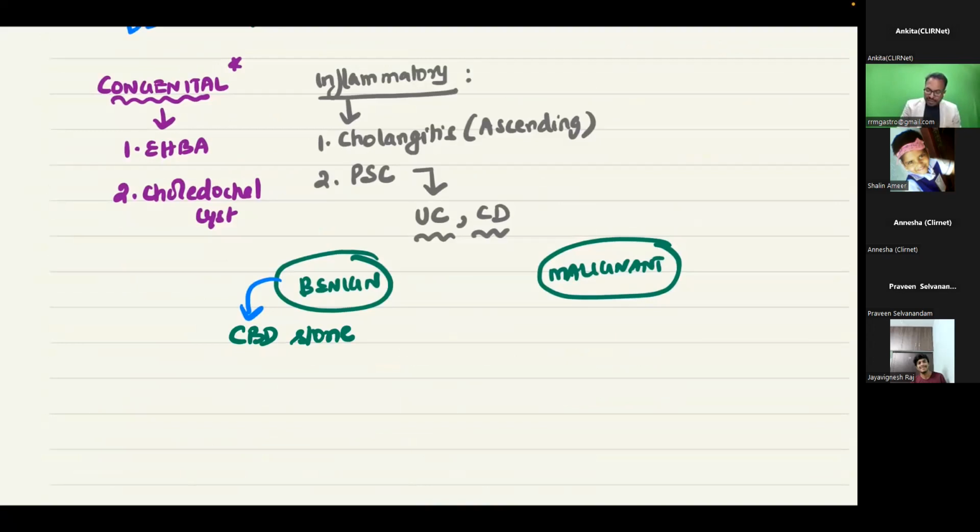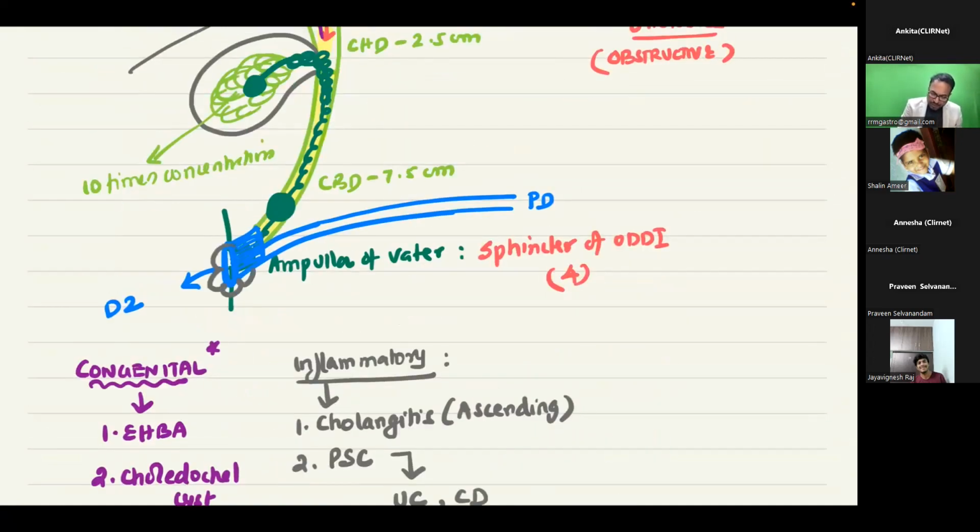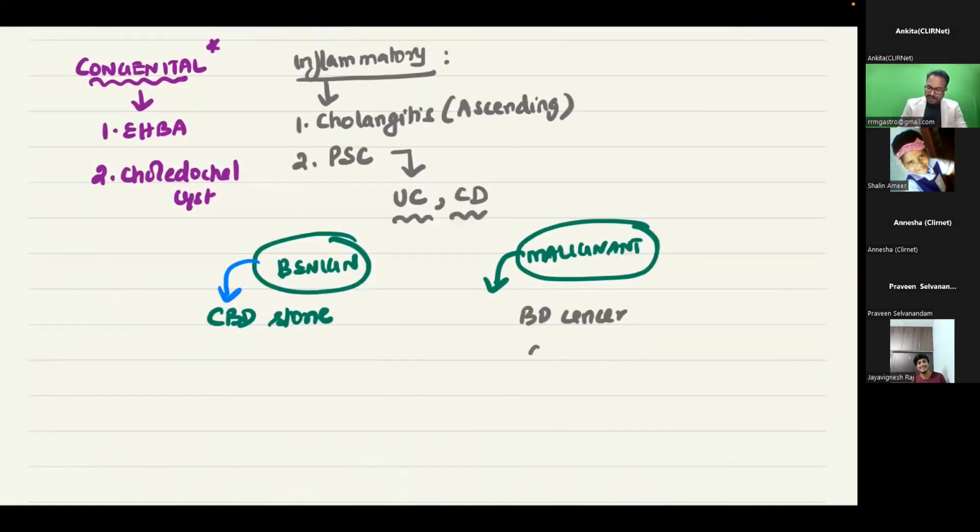What are the malignant causes? Common malignant causes are any cancer along the bile duct, like bile duct cancer. There is also a cancer in the ampulla, known as periampullary cancer, and head of pancreas cancer. So bile duct cancer, cancer of the head of pancreas, periampullary cancer: any cancer can occlude the lumen and cause malignant obstructive jaundice.